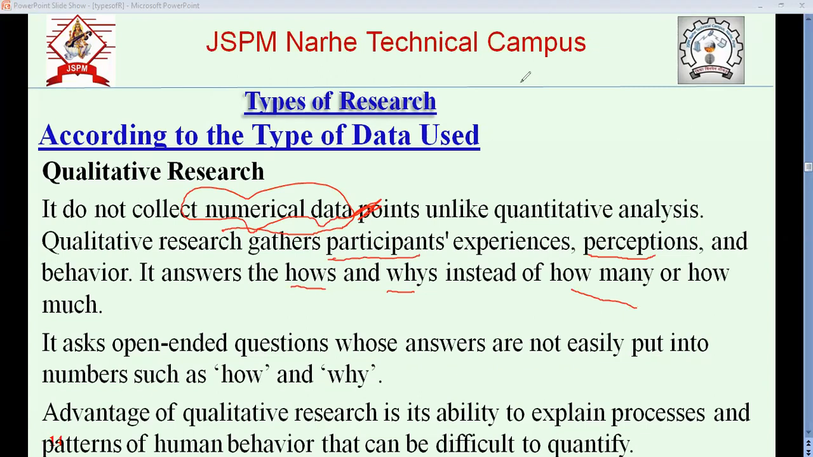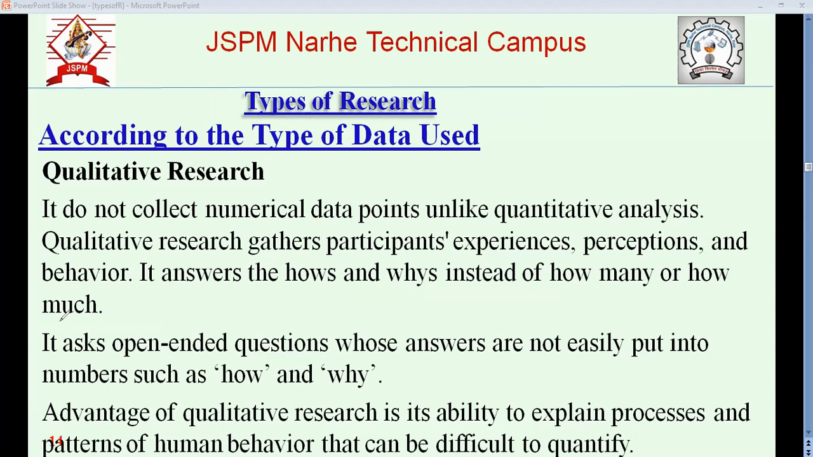Students will ask whether we should go for only one analysis or research. I will suggest, if it's possible, you can go for both. You go for quantitative analysis as well as qualitative analysis. Both are sometimes required. Sometimes one will be enough.